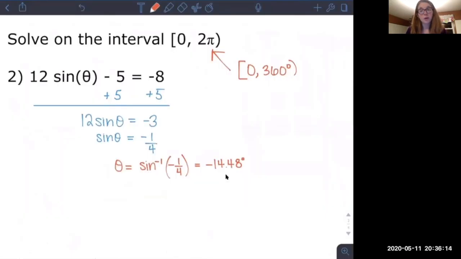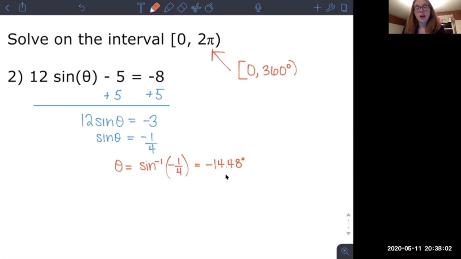Now, what you should notice about -14.48 degrees is that it is not between 0 and 360, which means it's not a viable solution to this equation given our directions. What this means is that this is going to be a fourth quadrant angle whose sine is -1/4, but we're looking for angles between 0 and 360, and this just isn't one of them.